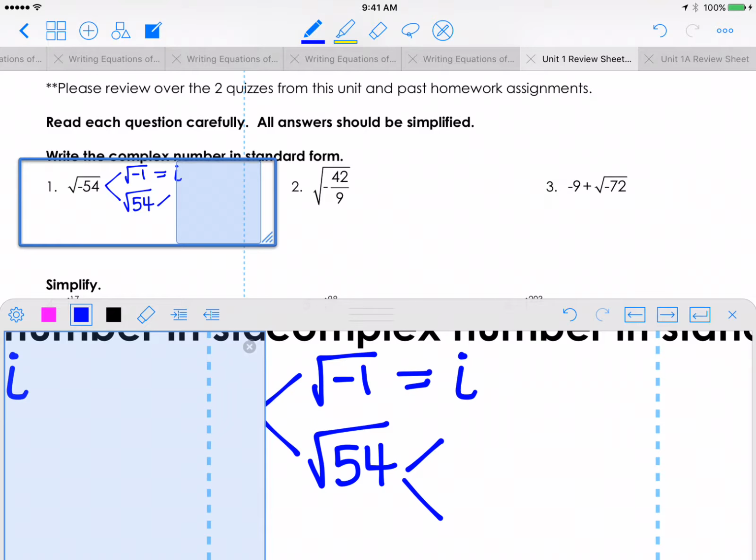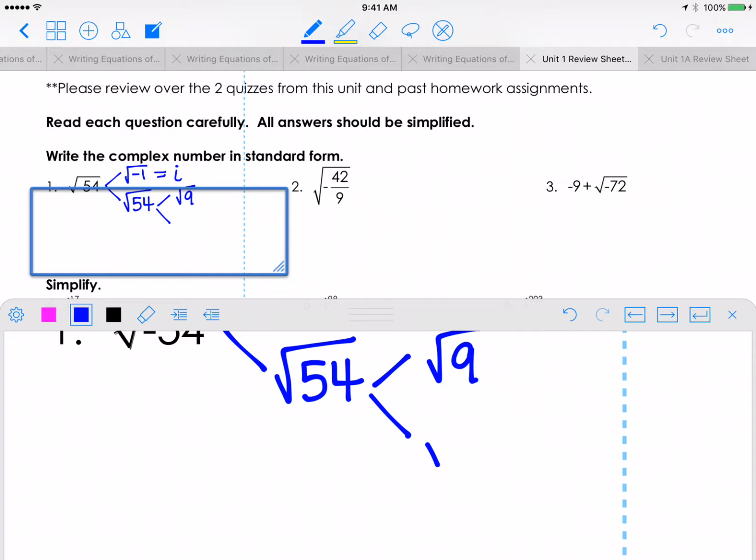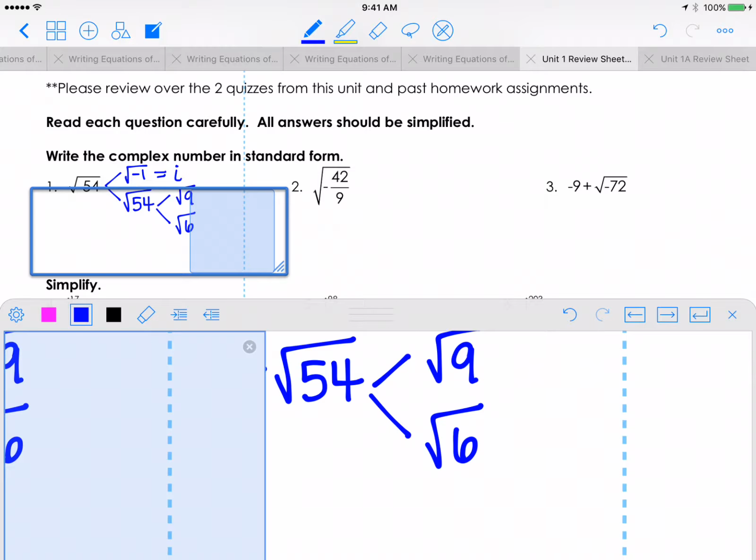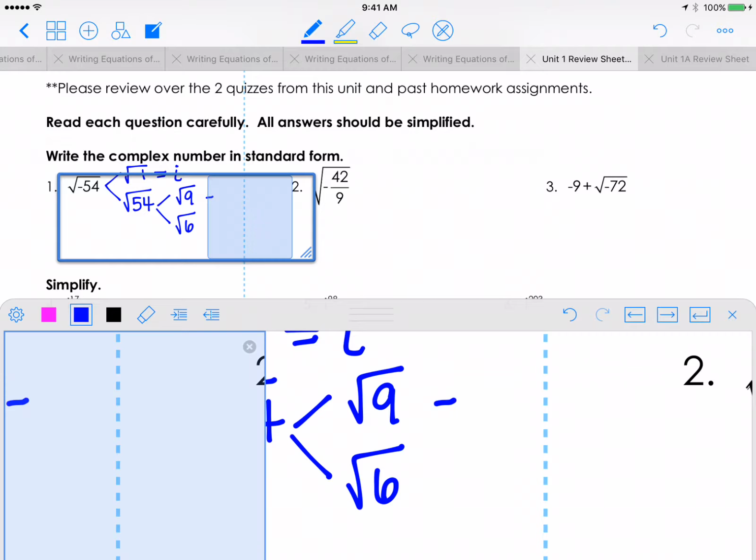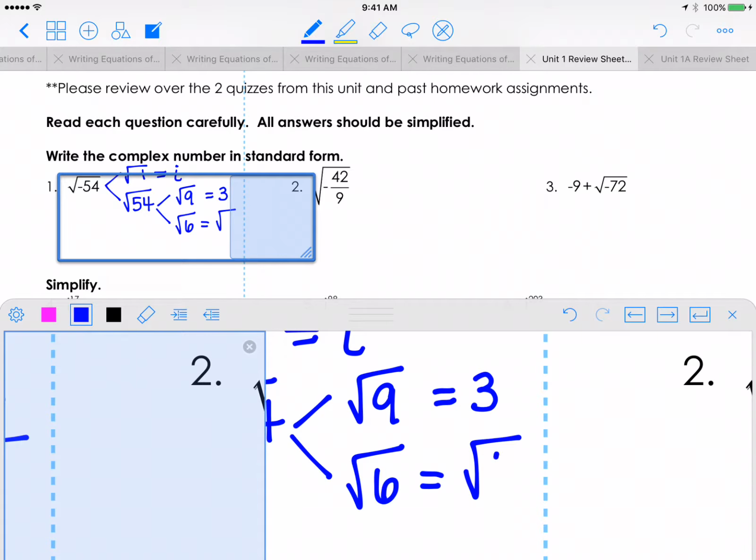And then let's split up 54. Is there any perfect squares under 54? Well, yeah, there's a 9, and 9 times 6 will give us a square root of 54. So what's the square root of 9? Well, hopefully you'll say 3. Is there any perfect squares under the square root of 6? No, so that's just going to stay under the radical, and it'll be 6.